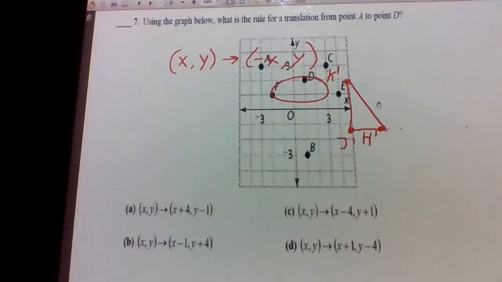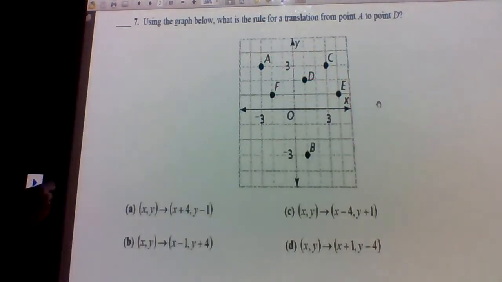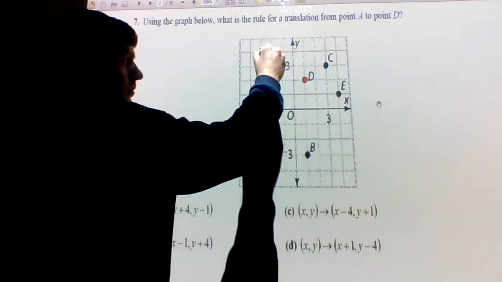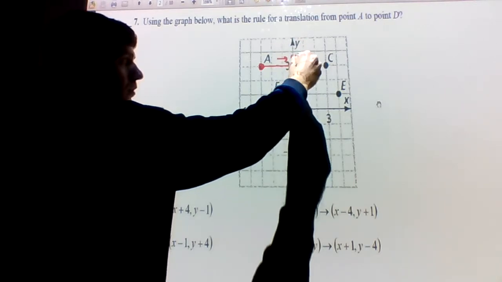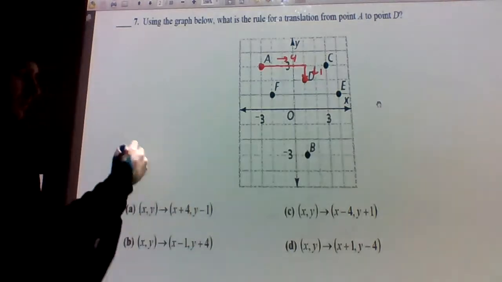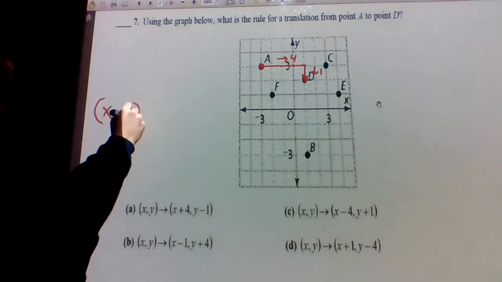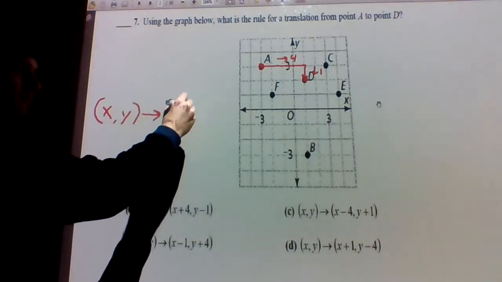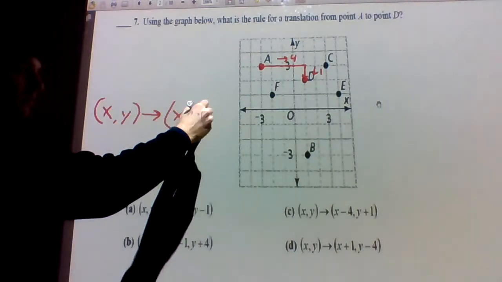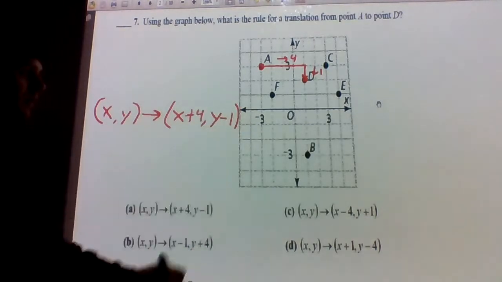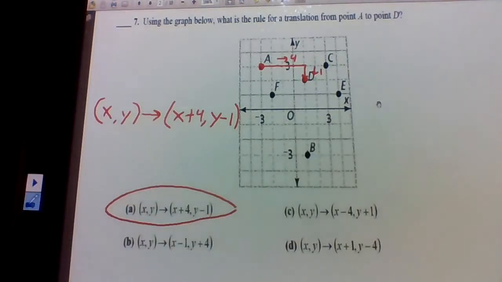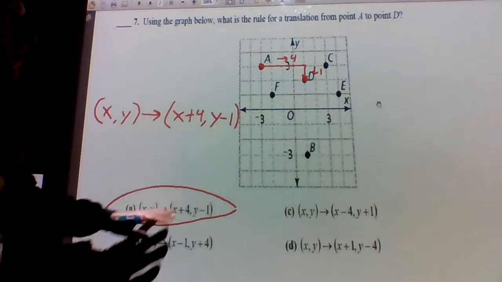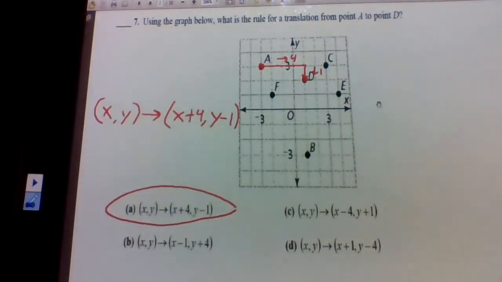Number 7, use the graph below. What is the rule for translation from point A to D? So here's point A, here's point D. We're going to go 4 to the right and 1 down. So we have our rule, x, y. We're going to go 4 to the right, so this is our horizontal shift, +4 because it's to the right. And then it's down 1, so that's going to be y minus 1. It's going to be A. A is your pre-image, D is your image. Translating 4 to the right, 1 down.